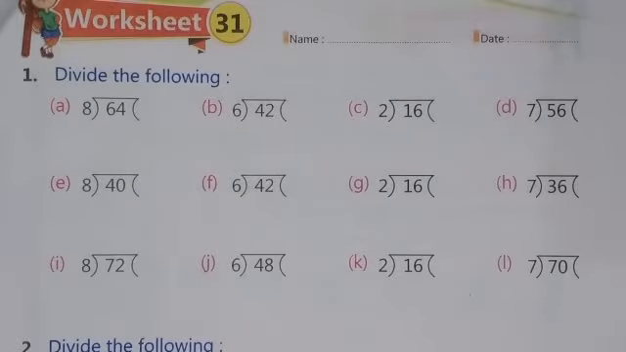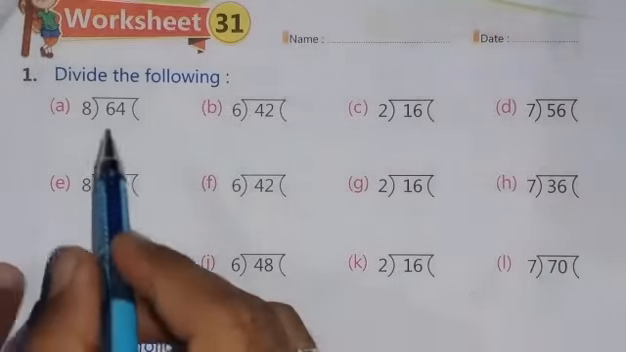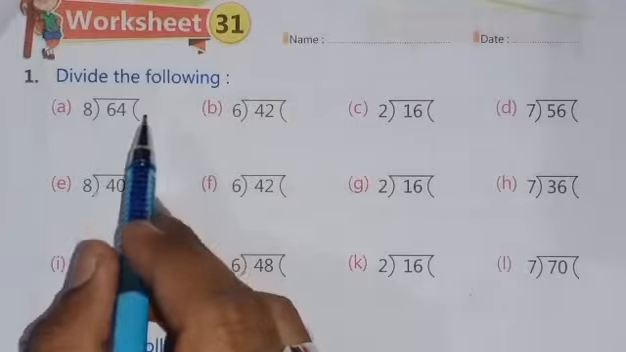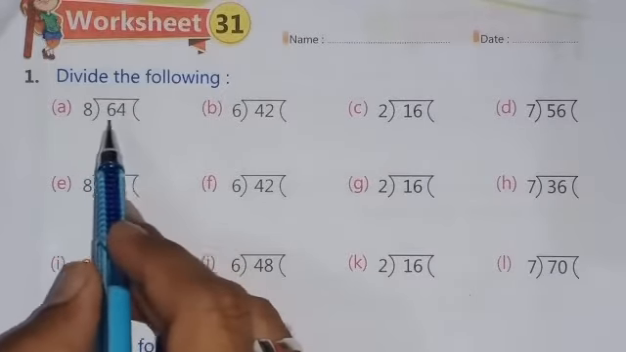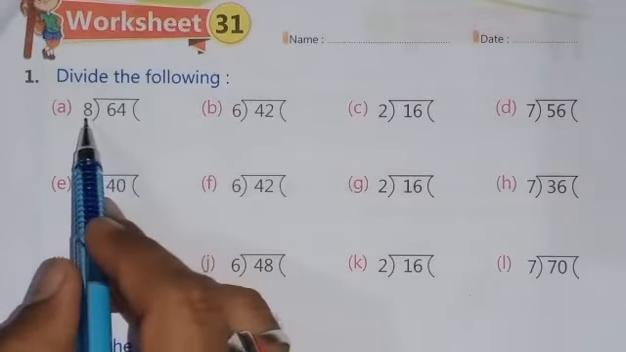This is the workbook of class first for mathematics, and today we are going to solve worksheet 31, and the worksheet is based on division. The first question is given: divide the following. So we have to divide this number. This is actually the dividend and this number is the divisor.